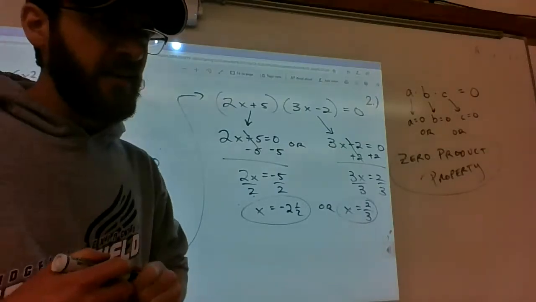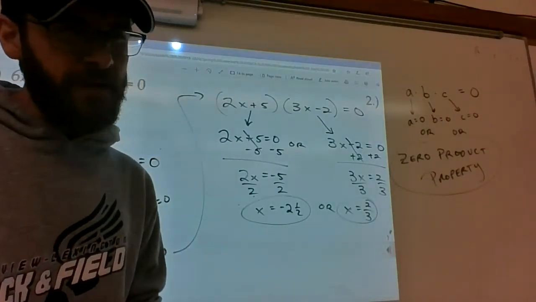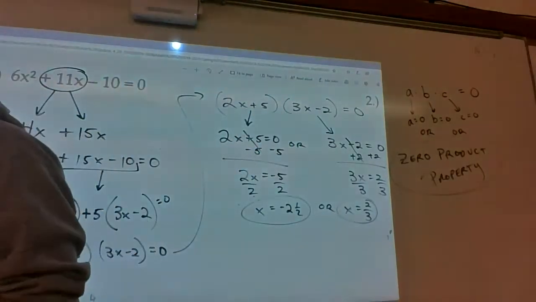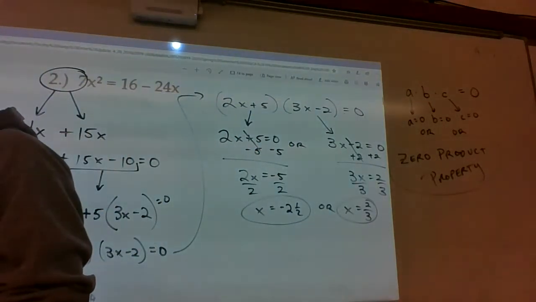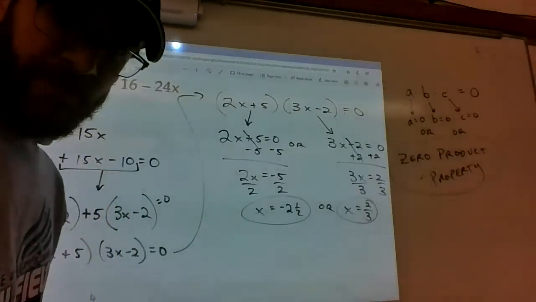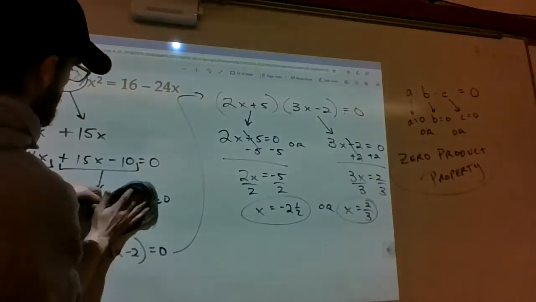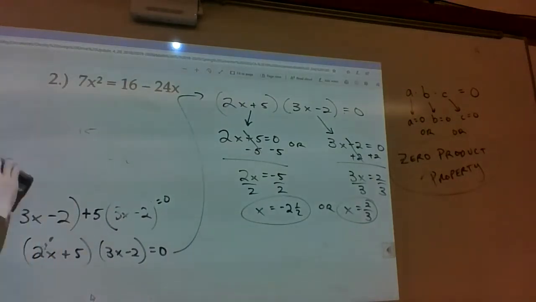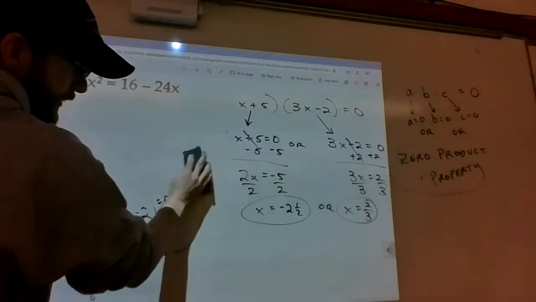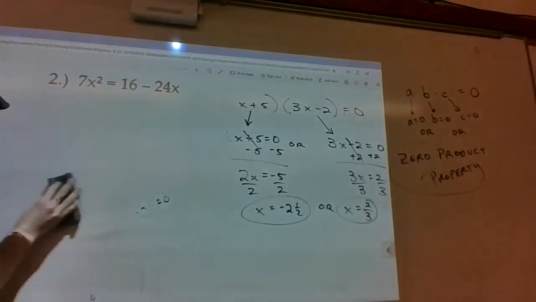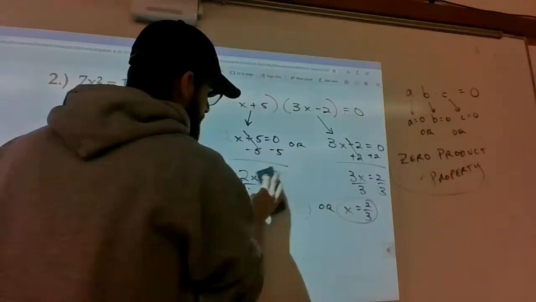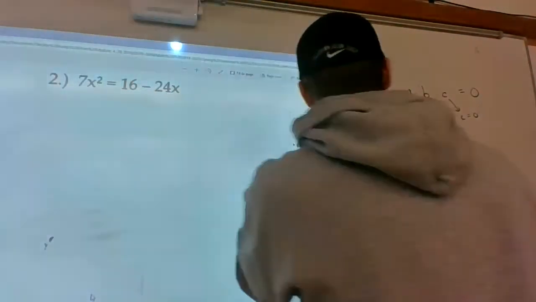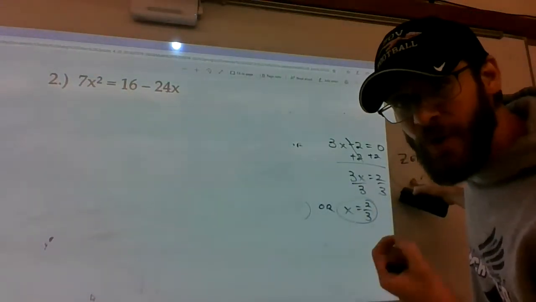Now that we've got our footing a little bit more, this should be getting a little easier. All right, so I threw something different at you on this one. I made it so that 0 was not by itself. So you've got to get 0 by itself first. We can't use the zero product property if there's no 0.